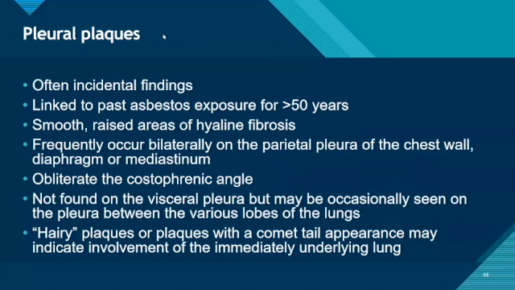So starting off with pleural plaques, these are often incidental findings and are linked to past exposure of more than 50 years. They are commonly smooth raised areas of hyaline fibrosis. They commonly occur bilaterally on the parietal wall of the chest, diaphragm or mediastinum, and obliterate the costophrenic angle. They typically don't involve the visceral pleura. And you can see sometimes, especially on CT scan, hairy plaques with a comet-tail appearance, and these indicate the involvement of the underlying lung.